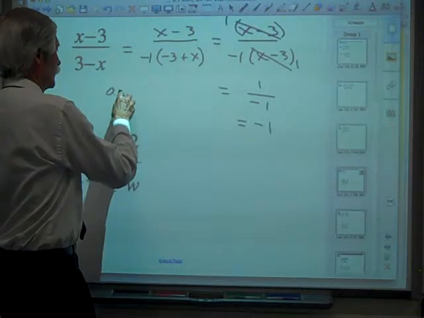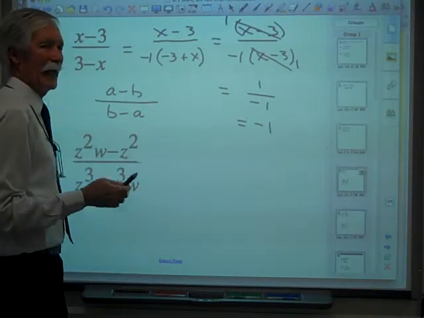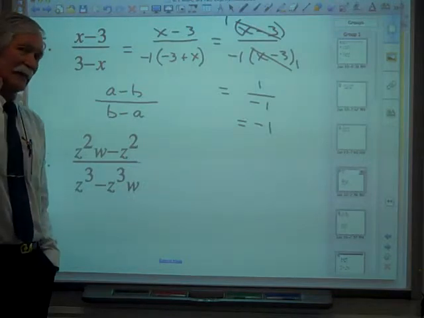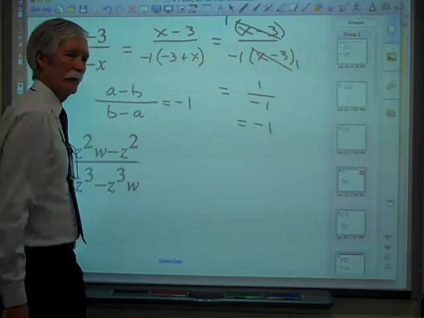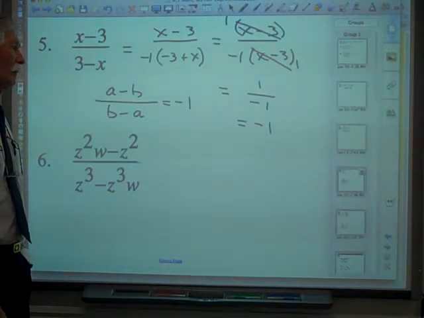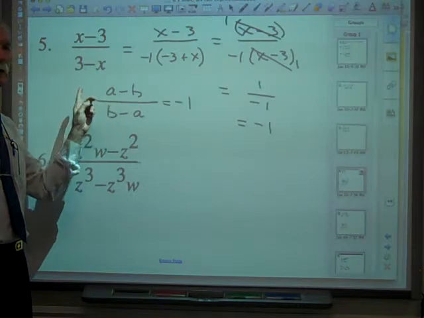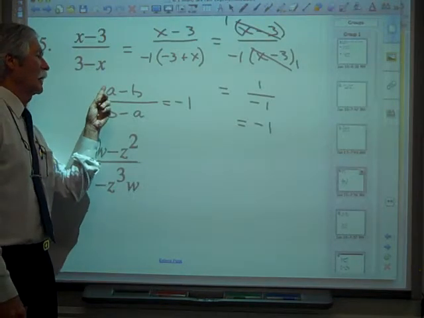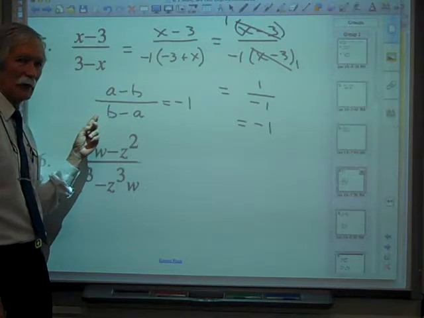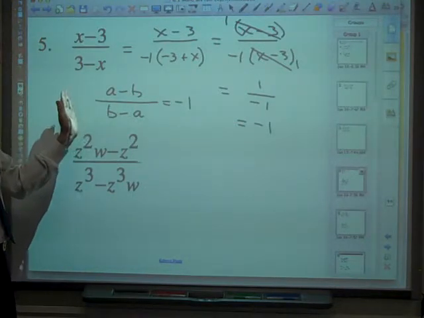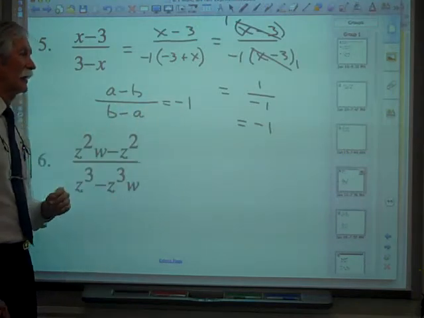So if I give you a minus b over b minus a, it will be negative 1. But they have to both be exactly backwards, like Dan said. This is a plus a, this is a minus a. This is a minus b, this is a plus b. When they're exactly backwards, but they look the same, only exactly backwards, then you'll get a minus 1.